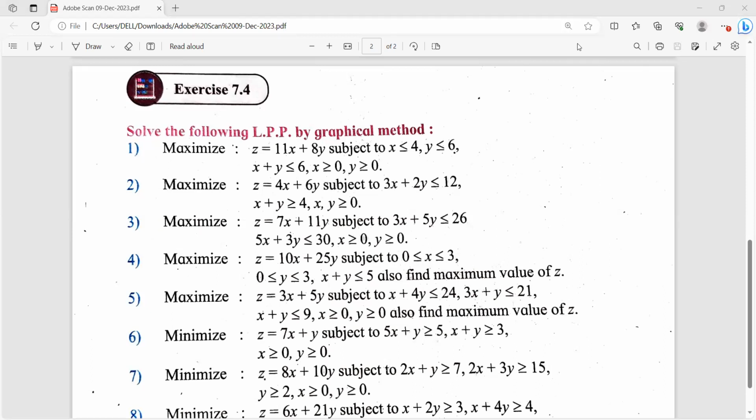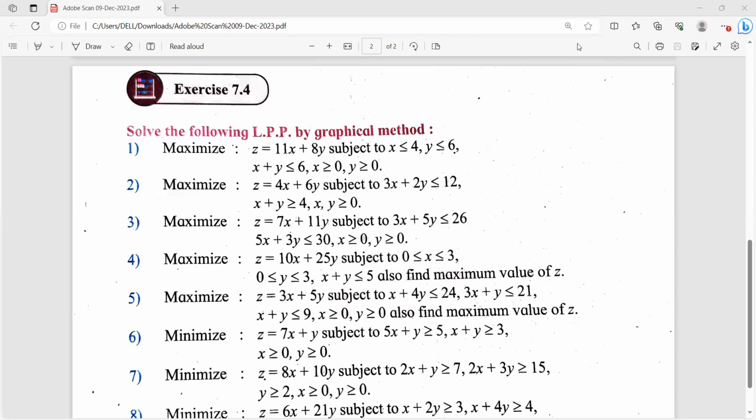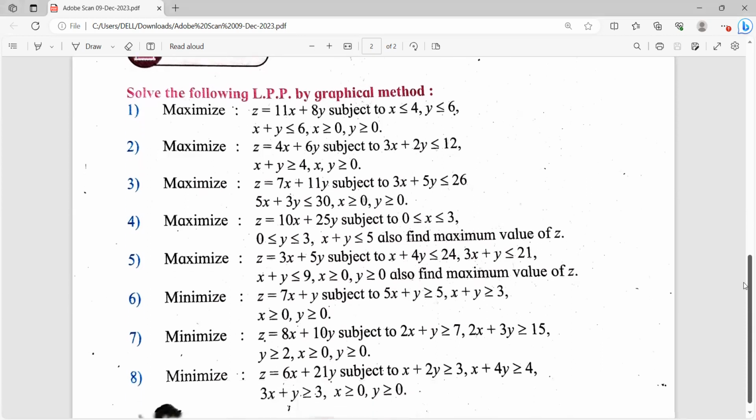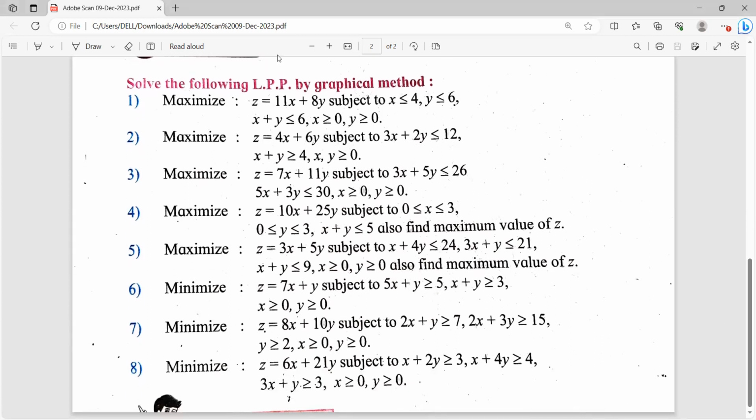It's a very simple exercise. What we have to do here is solve the following LPP using the graphical method. So let's read the first question. The first question says, solve the following LPP by graphical method. We have to solve this LPP. It's a linear programming problem.